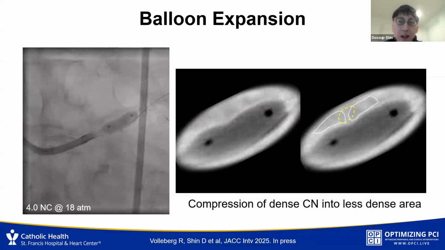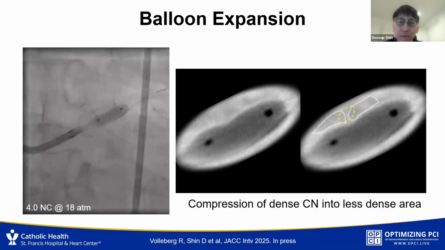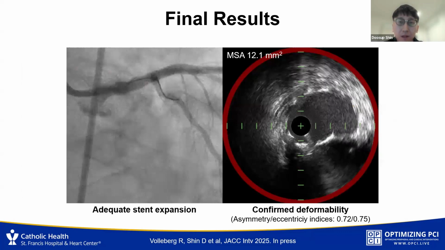In this case, under the enhanced angiography, we performed the balloon angioplasty, and then we revealed the compression of the dense radiopacity to the less radiopacity area in the yellow, resulting in a sectal balloon expansion. And stenting was successful with acceptable MSA of 12.1, confirming the deformability by IVUS without advanced lesion preparation in this case.